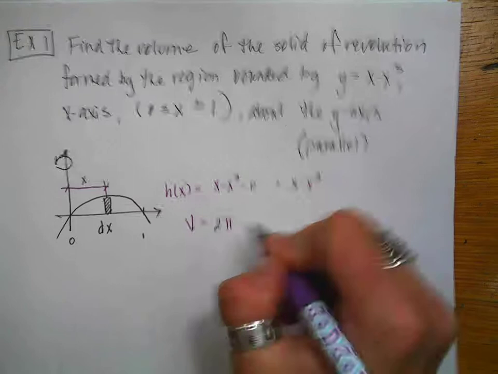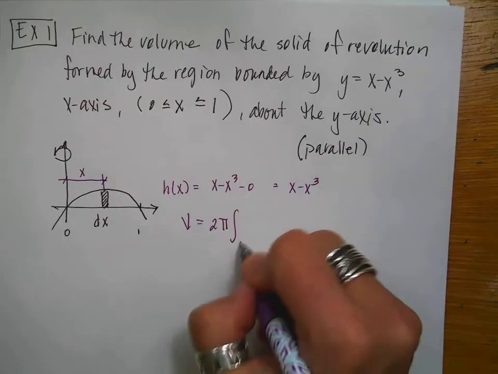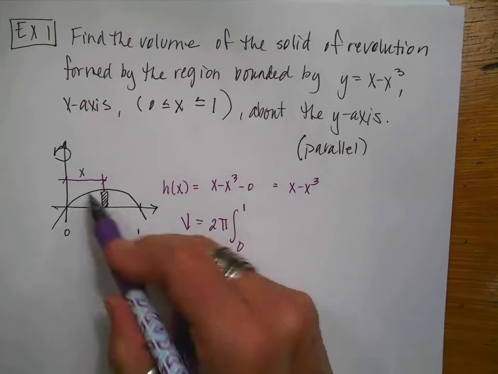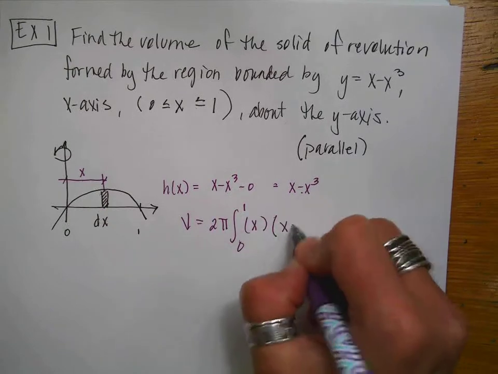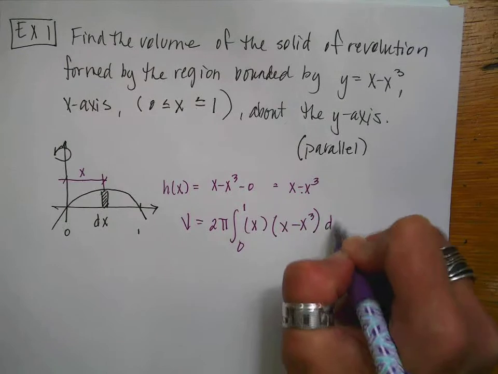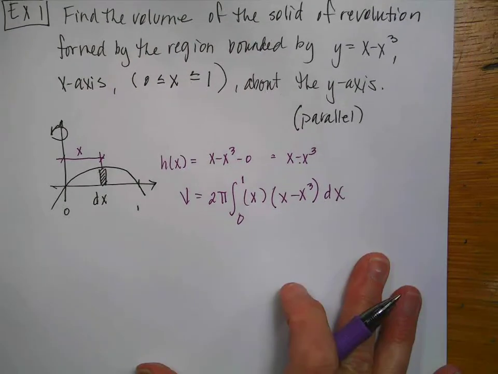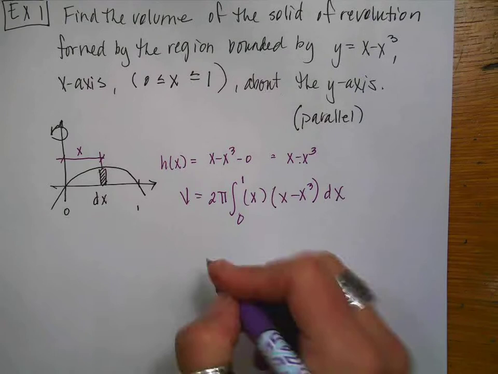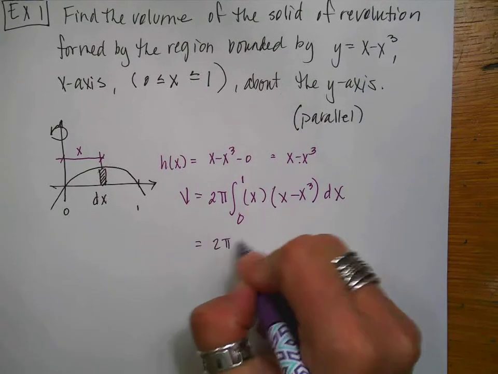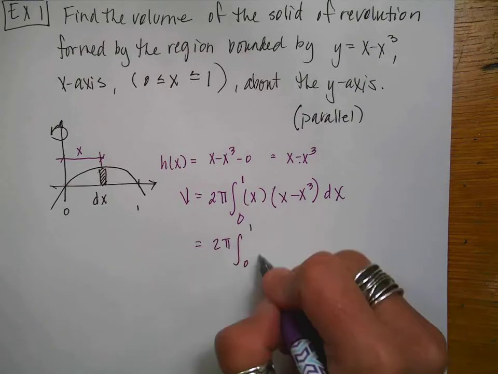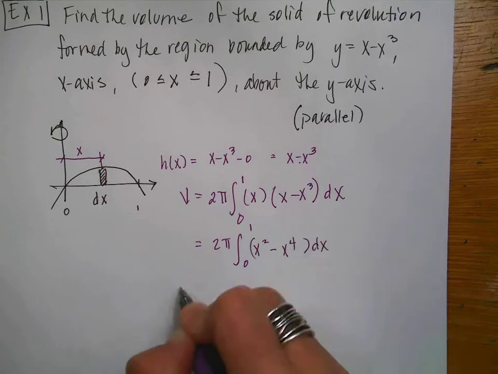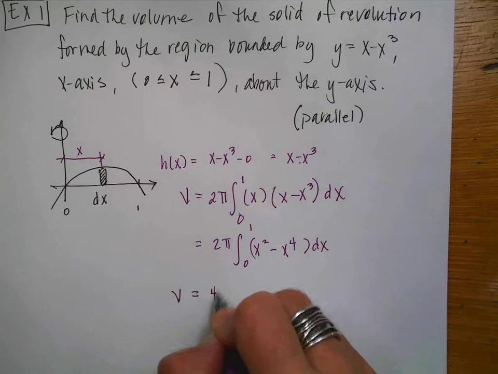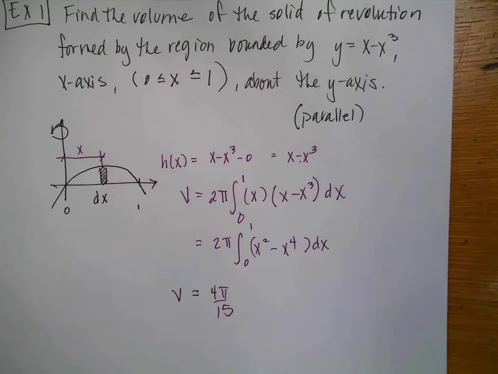So my volume is going to equal 2 pi, integrating from 0 to 1. p of x is going to be x. My h of x is going to be x minus x cubed. There's my dx. Okay? So I could simplify this if I wanted. There's really no reason to. If you're integrating in your calculator, this is x squared minus x to the fourth dx. And so my volume is going to equal 4 pi over 15. So that was pretty easy.